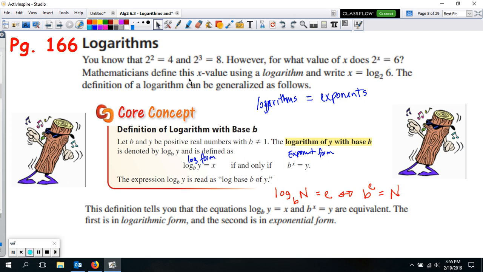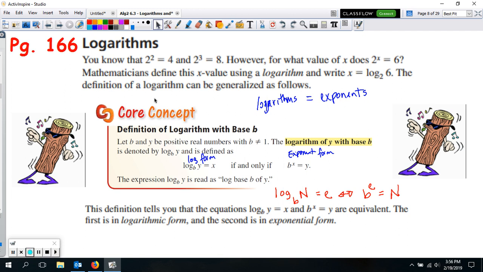So mathematicians define this value using a logarithm, where we write x equals log base 2 of 6. The word log is just there to show us that we're talking about a logarithm. We don't need to worry so much about the word log; we're just going to get familiar with seeing it. When you see the word log in the function, then you know you're talking about a logarithm.